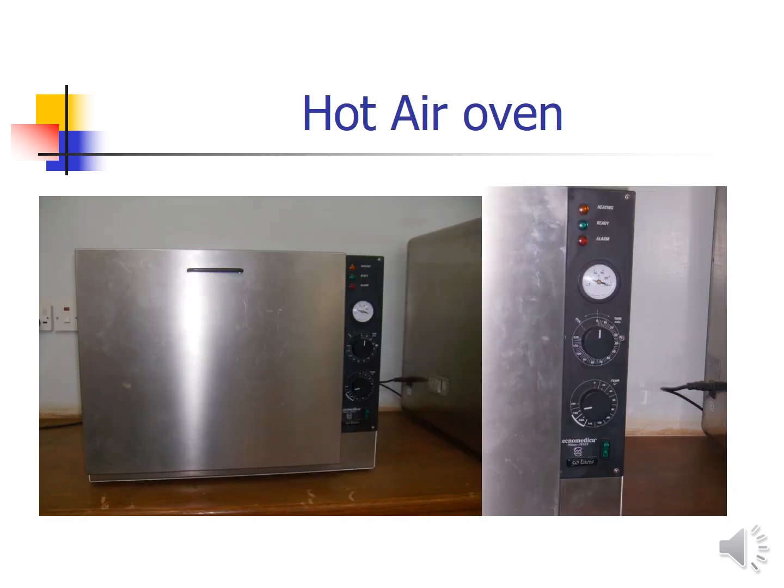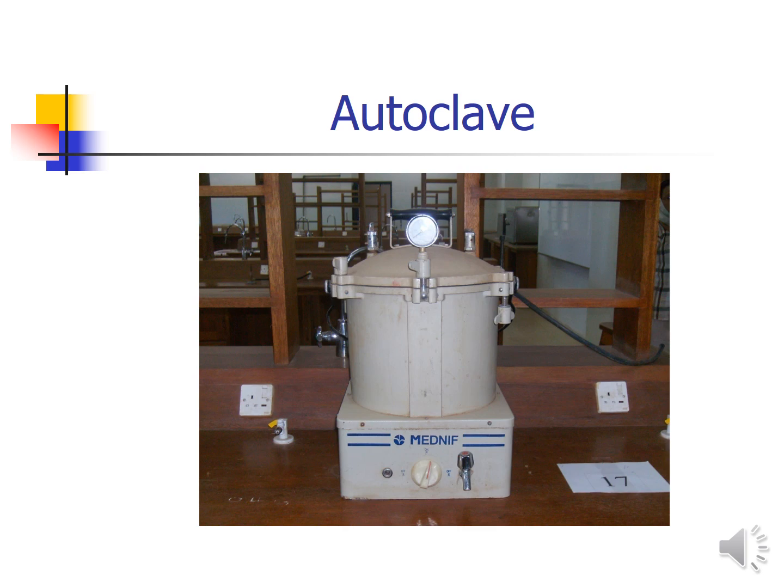Next is the hot air oven. What is the temperature of the hot air oven? Very good, Dr. John. 160 degrees Celsius. Okay, fine. It's used for sterilization. So you should know what are the instruments that you should use for sterilization in the hot air oven. Fine. This is an autoclave.